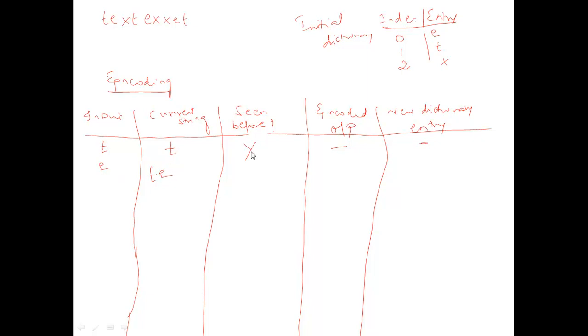Now, again, we have to understand whether this current string is seen before or not. TE is not in the dictionary. You can see in the initial dictionary we have only 3 entries. E is there, T is there, X is there separately. But TE as a string is not there. So, we have not seen this. So, in this column, whether we have seen the string or not, we will write no.